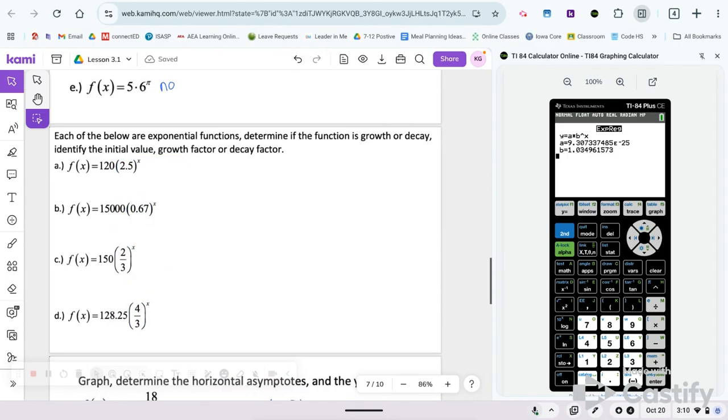The next set of exercises, each below are exponential functions. Determine if it is growth or decay. Identify the initial value, the growth factor, or the decay factor. So remember, it's going to be growth if the value is greater than 1, and decay if it is less than 1.